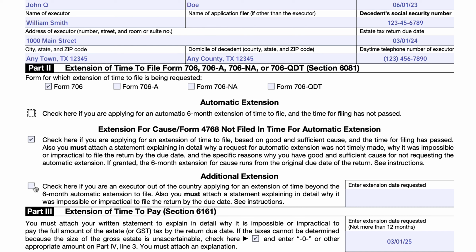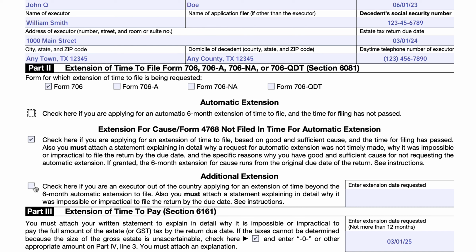So for Form 706A or 706 QDT filers, the qualified heir or the trustee or designated filer must also include the date and a description of the taxable event. For example, a tax return for 706 QDT may be required when that trust ceases to become a qualified domestic trust. So you would have to include a description of what happened to cause that event to occur.